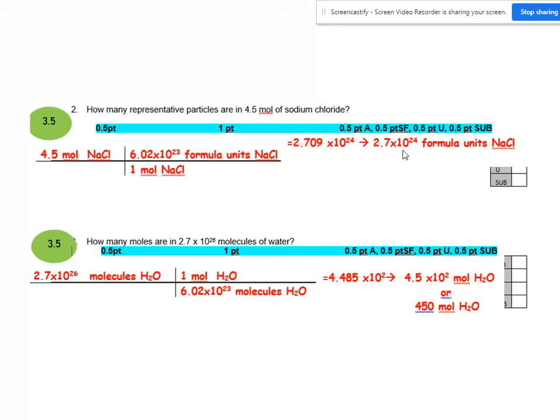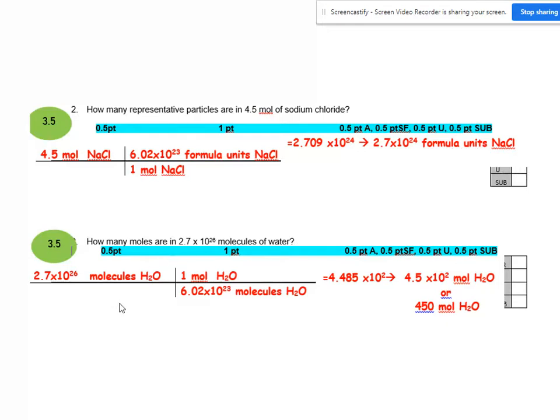What if you forgot the power of 10? It's minus 0.5 for the answer. If you left 3 sig figs, it's minus a half, and you would put a half for where it says sig figs. The substance is NaCl. The unit is formula units. So if you accidentally put molecules, it's minus a half where it says unit.